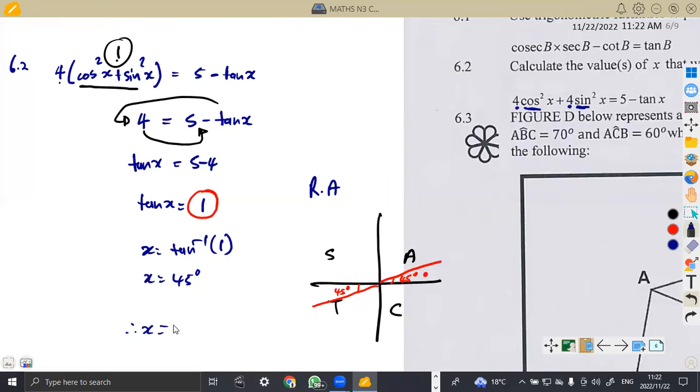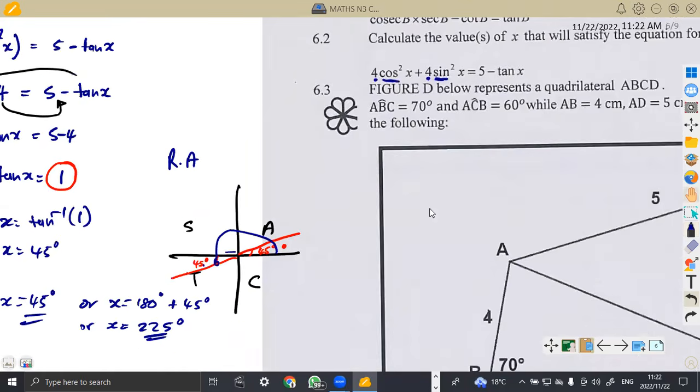So therefore, our x was going to be 45 degrees, or another x in the third quadrant, we add 180. This is 45 plus a straight line of 180. So our x there was going to be equal to 180 degrees plus 45 degrees, which is going to be 225 degrees, if I'm not mistaken. So I've got two values of x, which are 45 degrees and 225 degrees. That was what the question was asking you to do.